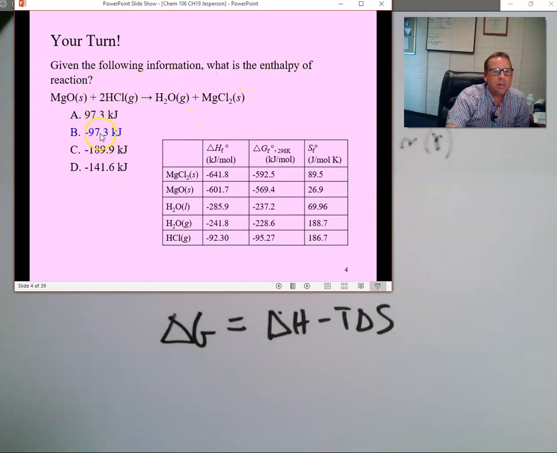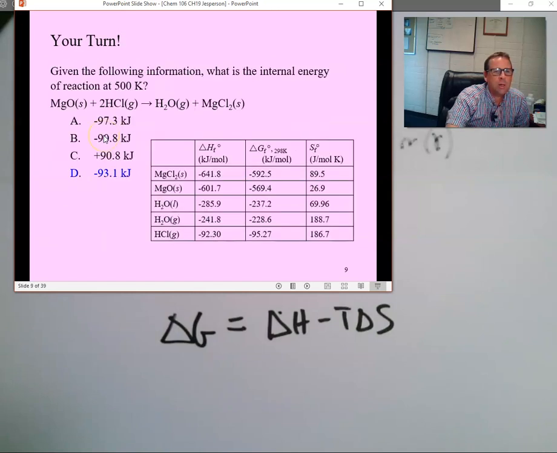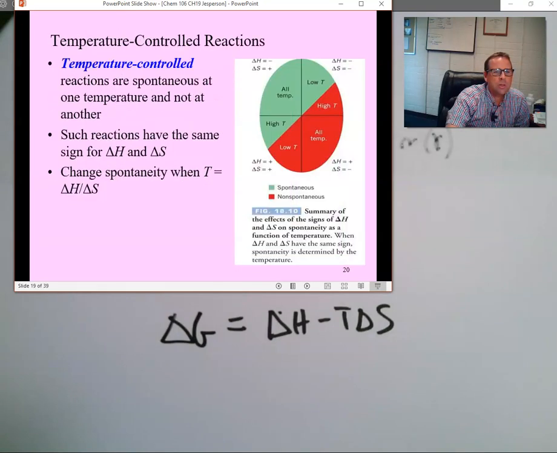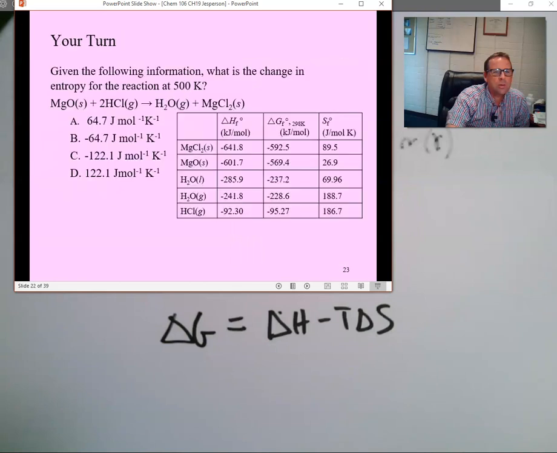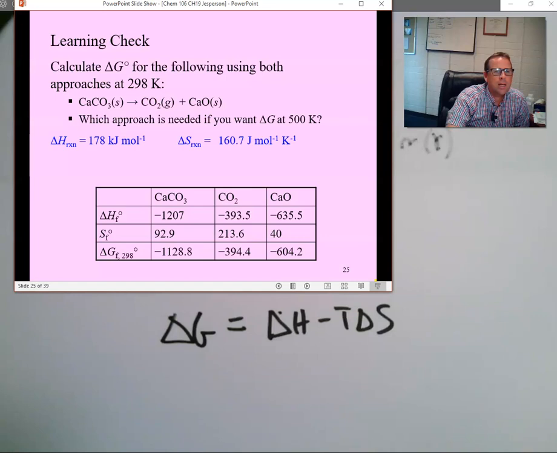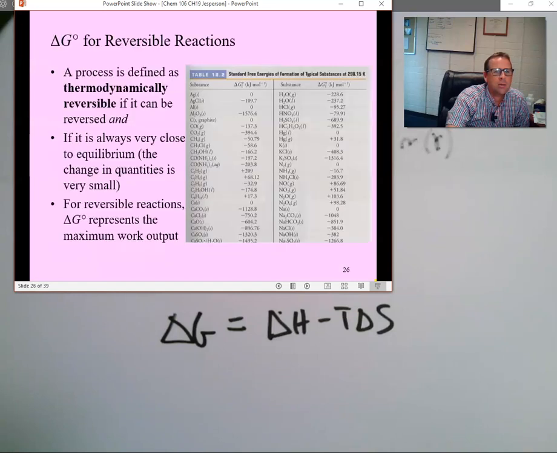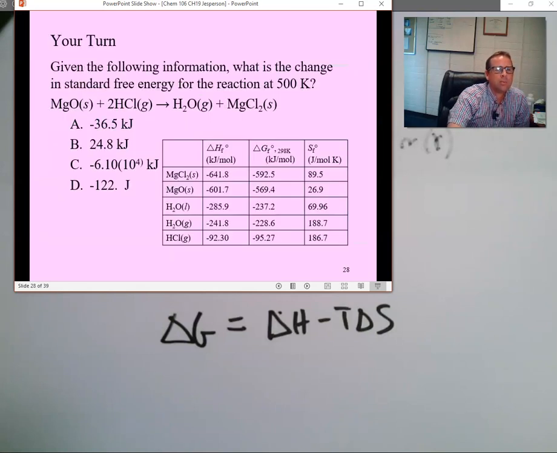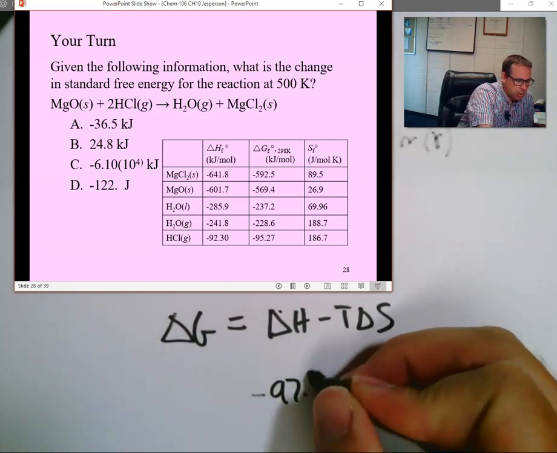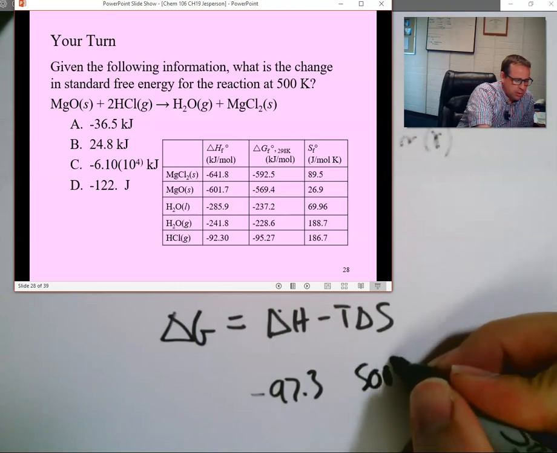So we have this one already. I'm going to go back here and steal it. Negative 97.3. That's products minus reactants, right? That's right. And then we could find the temperature, which I think is given. Yeah, 500 Kelvin. So negative 97.3 here, and 500 Kelvin is going to go there.